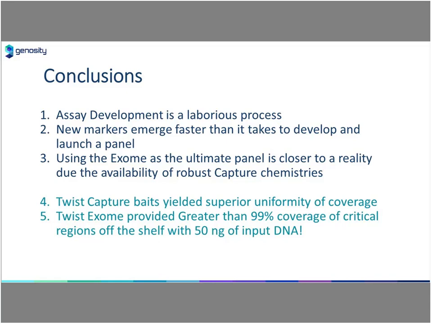And then specifically as we relate to the Twist capture baits and the Twist assay, we saw superior uniformity of coverage, and this was right out of the box. We didn't do any tweaks or modifications to the assay, whereas we had spent many, many months trying to optimize the other approaches. And then we had over 99% coverage of all these critical regions with 50 nanograms of input DNA. And so when we experienced this, we got really excited about the potential of what could be done here, and whether the reality of moving towards a single exome and being able to do computational enrichment is closer than we thought.